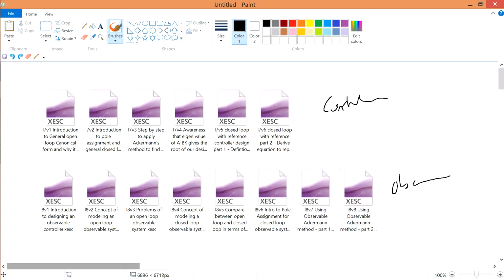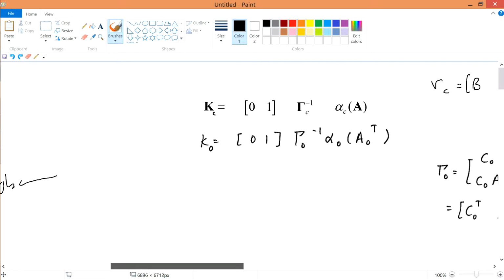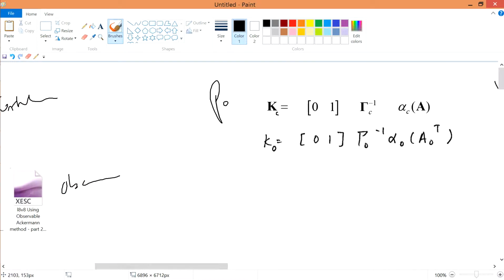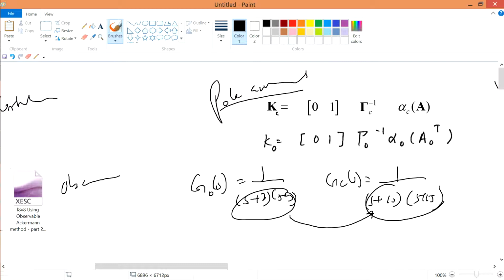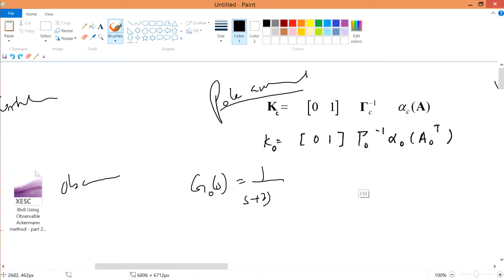The first thing we're going to discuss is the pole assignment. Alright, because we want to shift our poles for an open loop transfer function. For example, if you want to shift (s+2)(s+3) to a closed loop transfer function, for example (s+10)(s+15), you want to shift the poles from here to here, then what can we do about it? So therefore you use the pole assignment rules to do this.